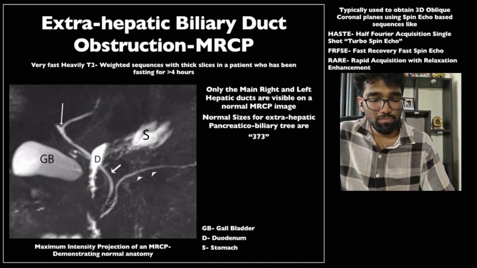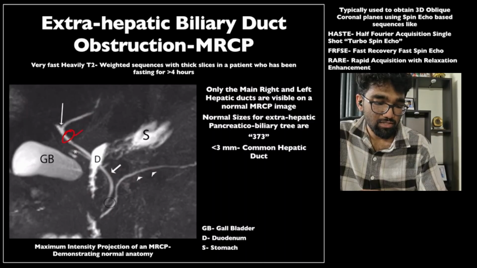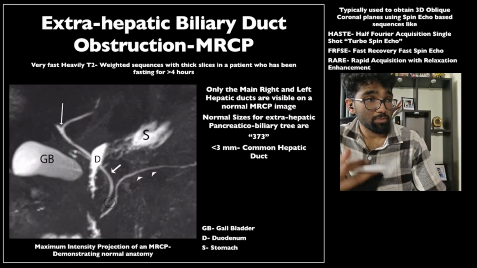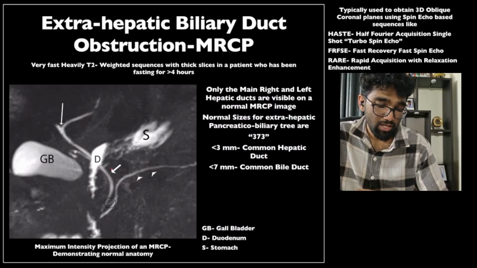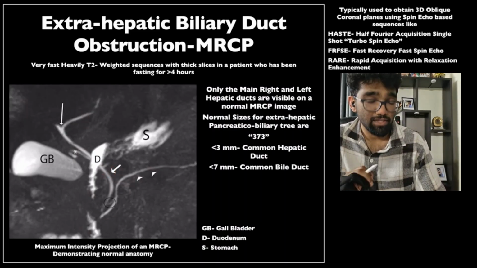So 3 here is the cutoff for the common hepatic duct. A common hepatic duct that is more than or equal to 3 millimeters is a dilated common hepatic duct. 7 is the common bile duct, that is after the common hepatic duct and the cystic duct have joined with each other. At this point, if the diameter is more than or equal to 7 millimeters, that is a dilated CBD.